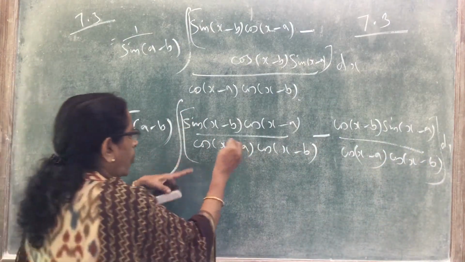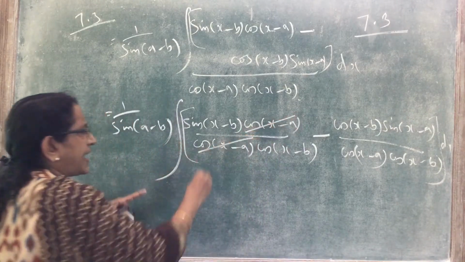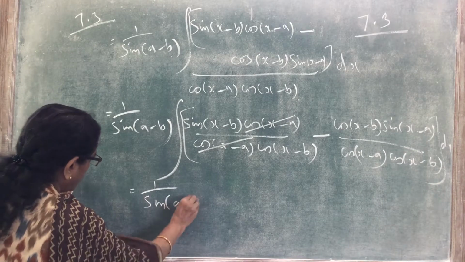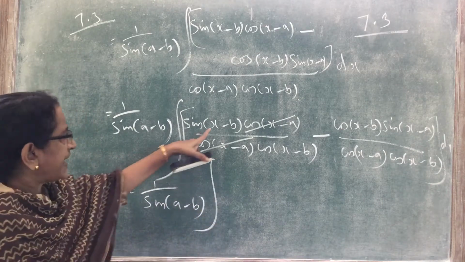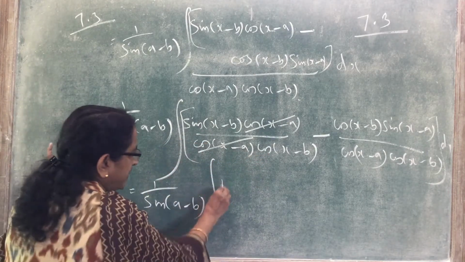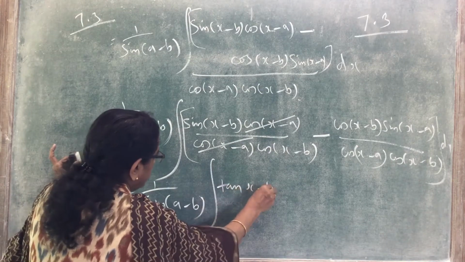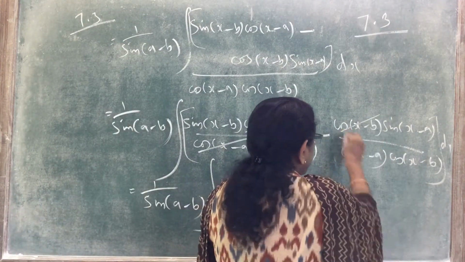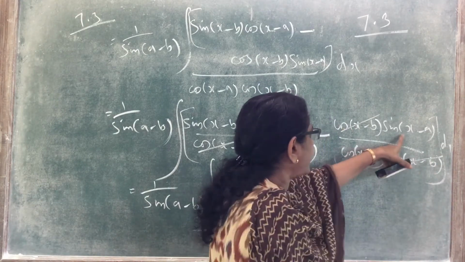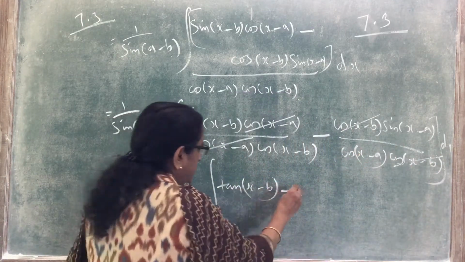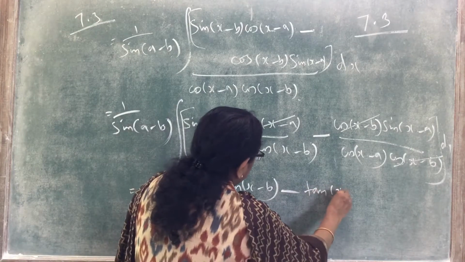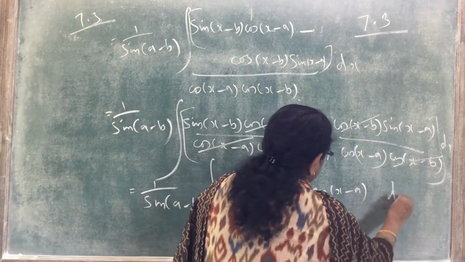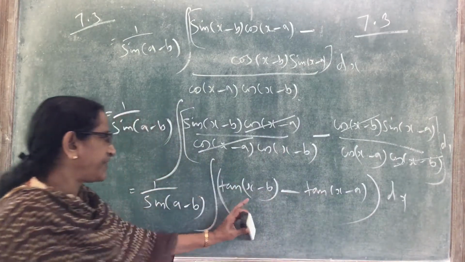See here, cos(x minus A) cancels in the first term. So what we get is 1 by sin(A minus B) into the integral of sin(x minus B) by cos(x minus B), that is tan(x minus B), minus, here cos(x minus B) cancels, sin(x minus A) by cos(x minus A), that is tan(x minus A), dx. So we simplified and wrote like this.